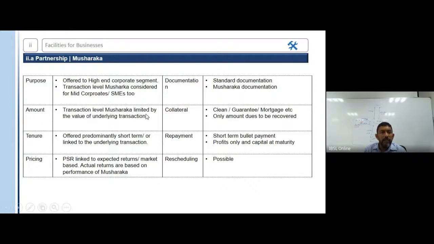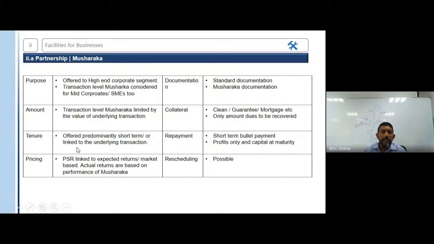The amount on a transaction level Musharaka is limited by the amount of the underlying transaction. Even on other Musharakas, the underlying asset involved defines or limits the amount of financing that can be offered.